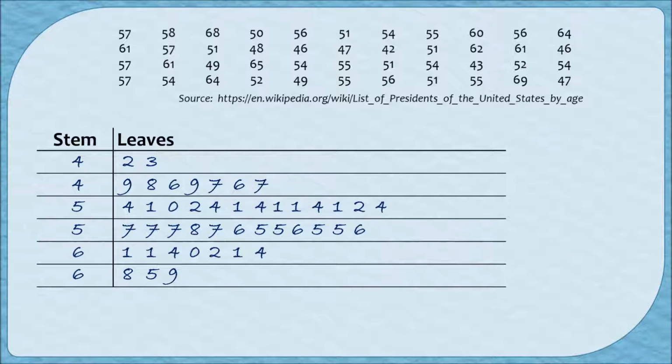Lastly, we were also asked to identify the shape of this distribution. If I look at the 2 stems for the 5, those are the 2 tallest bars, and as I move away from them, they appear to be about the same height. So in other words, the second bar for 4 and the first bar for 6 are about the same length, and the very first row and the very last row are about the same length as well. So I would say that this graph is approximately symmetric.